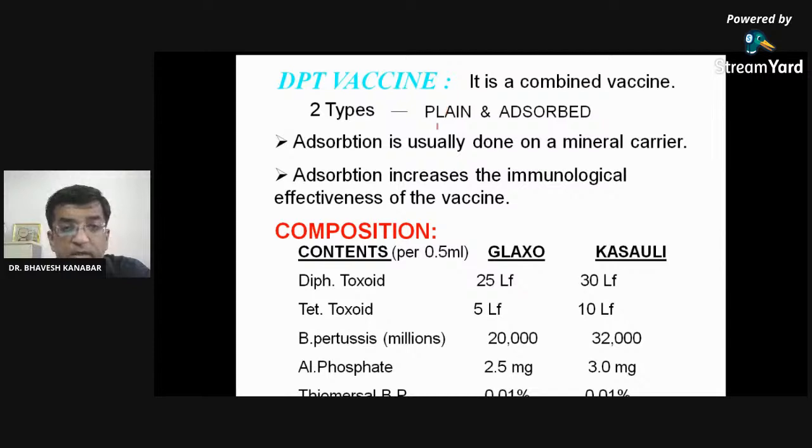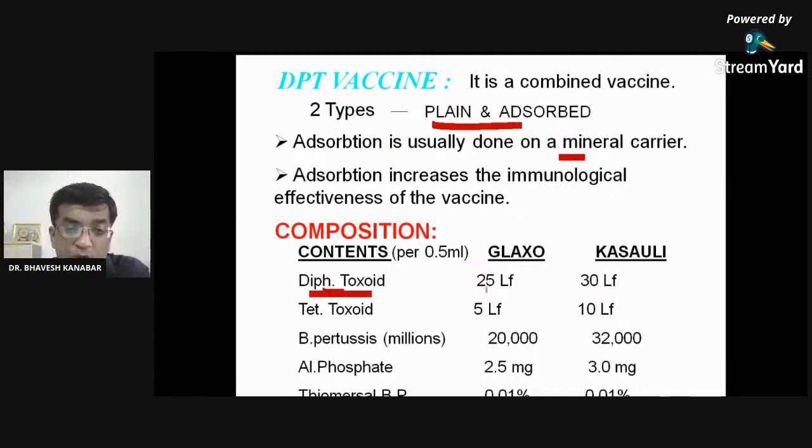So DPT vaccine has two types, plain and absorbed type. Absorption is usually done on a mineral carrier. This is the composition of the DPT vaccine. You can see the diphtheria toxoid. In DPT vaccine, diphtheria toxoid is used, right? Not bacteria, but its toxin. It is called toxoid, right? Diphtheria toxoid is used for immunization.